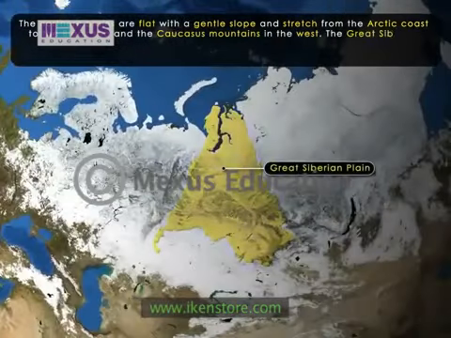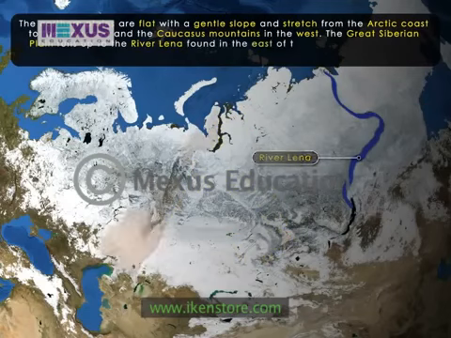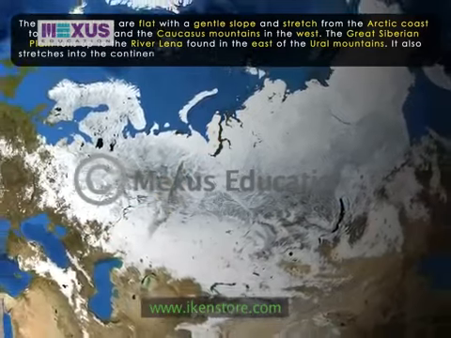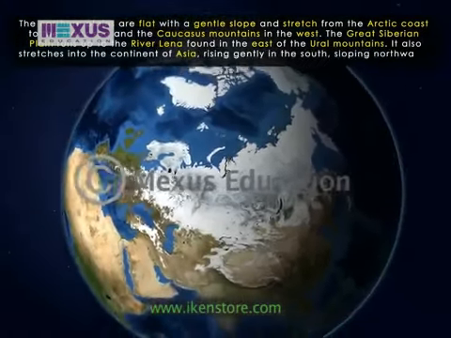The Great Siberian Plain runs to the river Lena, found in the east of the Ural Mountains. It also stretches into the continent of Asia, rising gently in the south, sloping northwards.